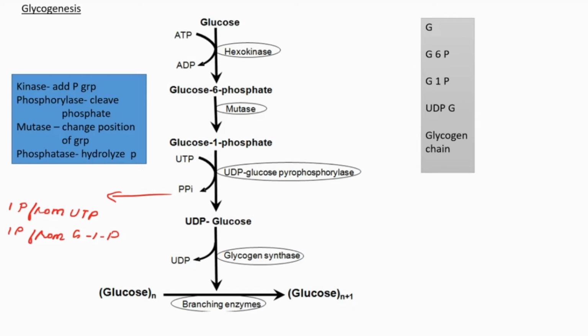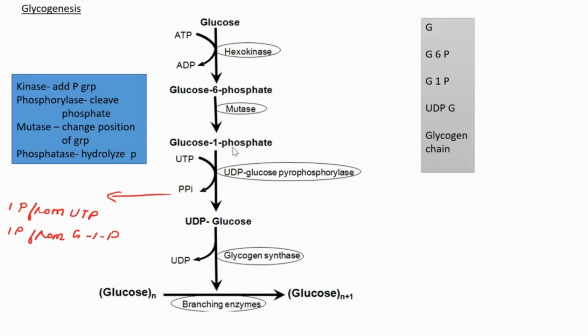In this step, the product formed is UDP glucose. UDP glucose means uridine diphosphate glucose. Along with this, a pyrophosphate, PPi, is also formed. How is this pyrophosphate formed? One phosphate comes from this UTP, and one phosphate comes from this glucose 1-phosphate.